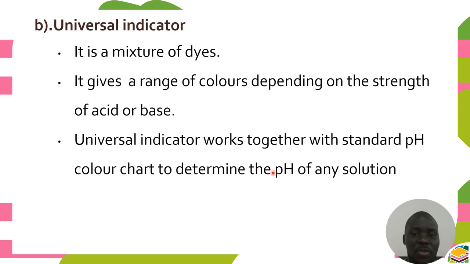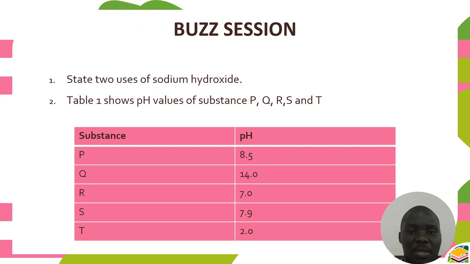Universal indicator works together with the standard pH color chart to determine the pH of the solution. Later on in the next lessons, we'll be able to see how this works. How does the universal indicator and the pH scale work together to determine the strength of an acid or a base?